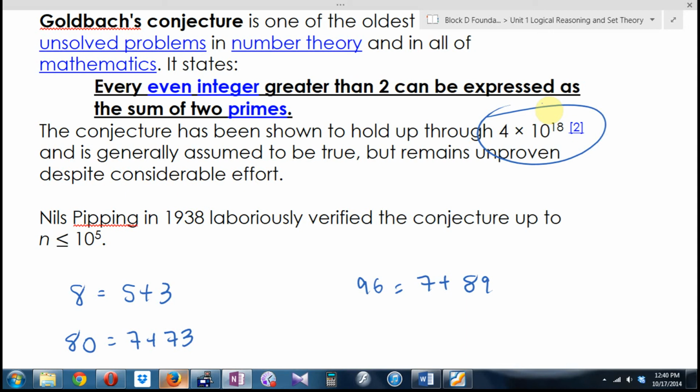In 1938, Niels Pipping verified it up to numbers less than 10,000 by hand. This is before calculator days. Proving something true, very tough. All you would need to have Goldbach's conjecture come crashing to the ground is find one even number somewhere up in the heptillions that you could not write as the sum of two primes, and this would be a false conjecture. But we don't know, which is why it's still called Goldbach's conjecture.